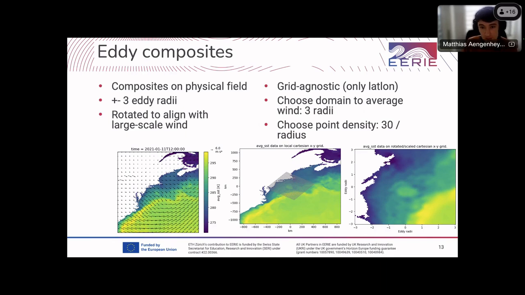And then there are a few parameters to tune or to select. What we've typically done is to choose 3 eddy radii in X and Y, where the wind always comes from the left to the right, and to choose a point density of 30 per radius. So we have essentially 90 by 90 points in this domain. This is also quite nice. So we can work quite well also with this quarter-degree output, as you will see in a moment.